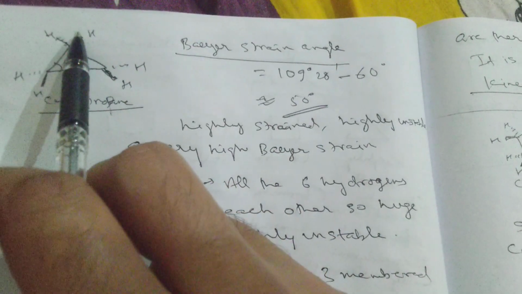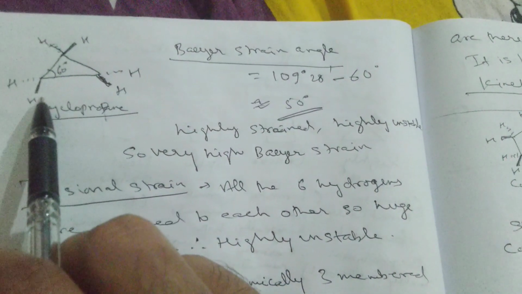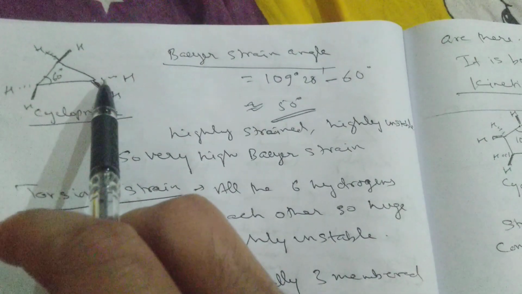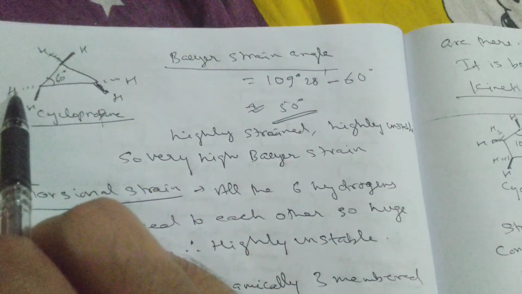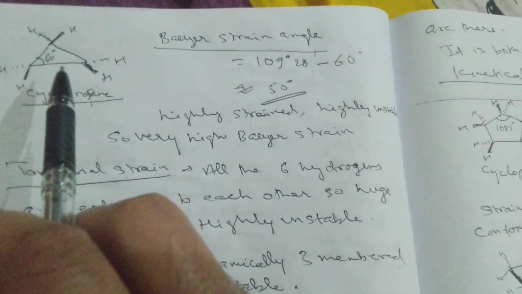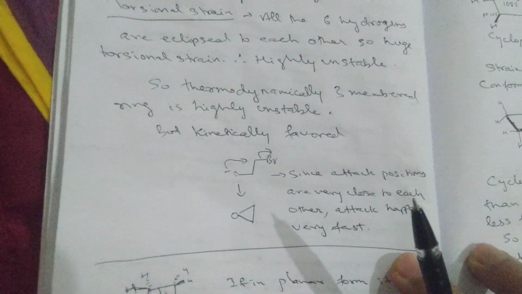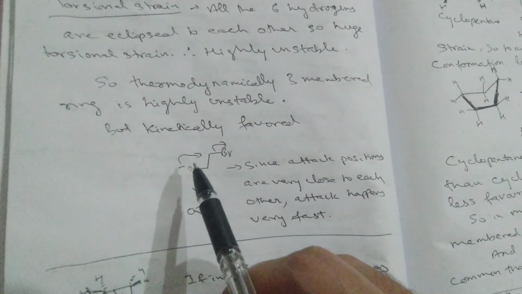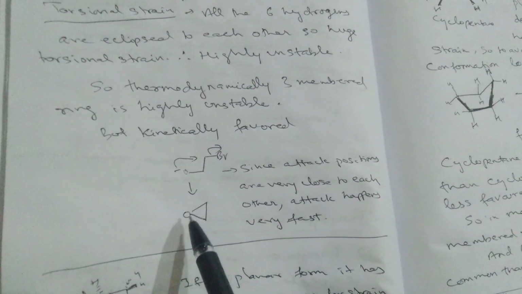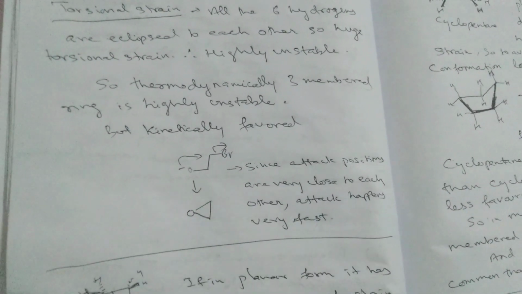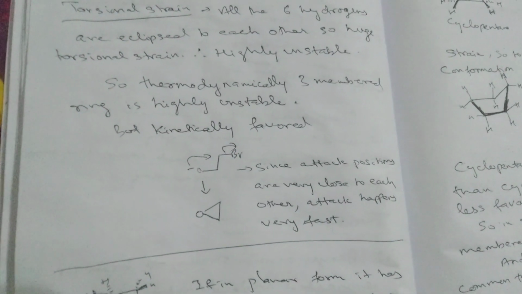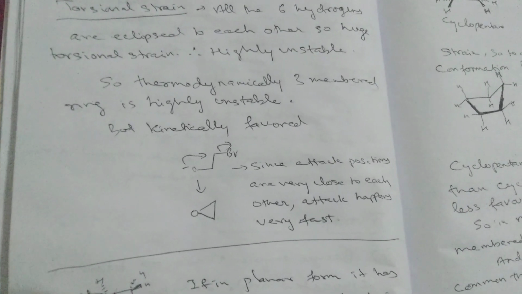Apart from that, you see this H and this H and this H: three hydrogens eclipsing each other. Similarly, this H and this H are eclipsing each other. This creates a huge amount of torsional strain. So thermodynamically it is highly unstable. But kinetically it is quite favorable because the ends are very close. Imagine I have to form something like an oxirane ring. I'm talking not from the cyclopropane point of view, but from the size of the ring.